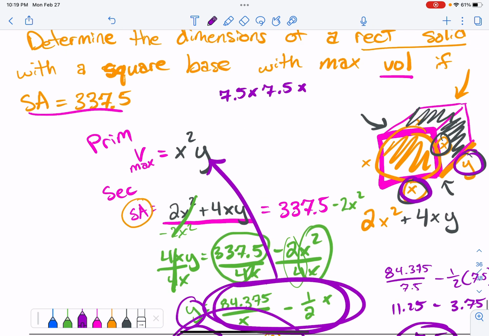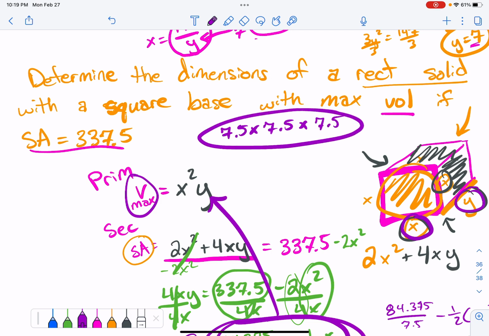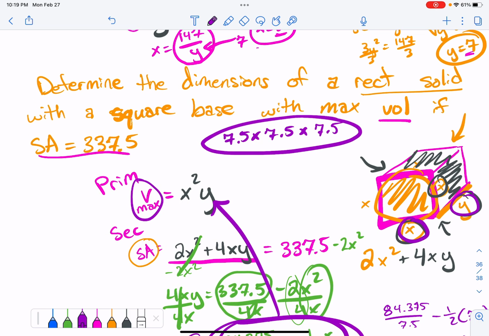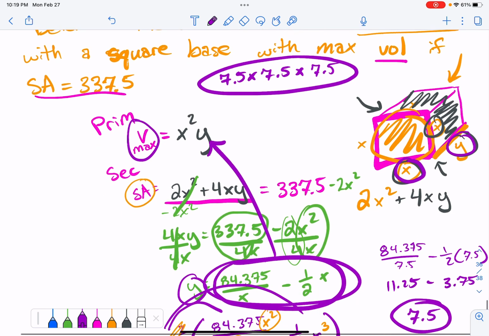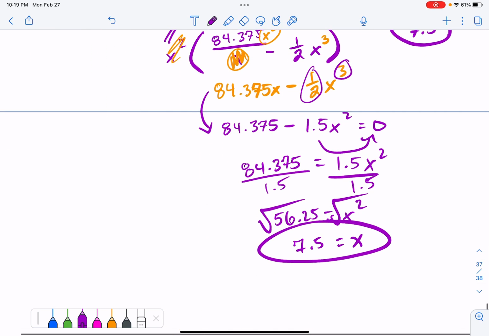So 11.25 minus 3.75, and that is, oh my goodness, 7.5 also. What? So the max volume is going to occur when it is a perfect cube. I could have probably guessed that. That stinks. Anyway, so there's that. Determine the dimensions: 7.5, 7.5, 7.5. There we go. It is a perfect cube. Look at all of that. That's a lot.